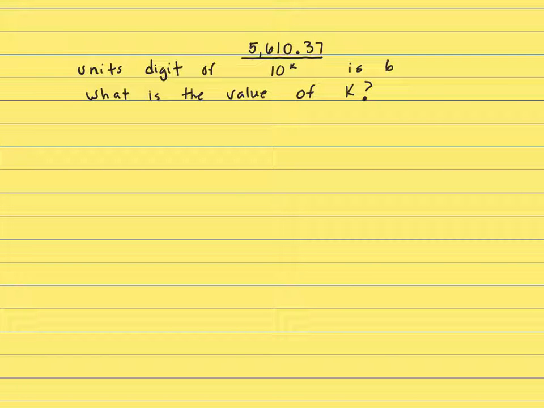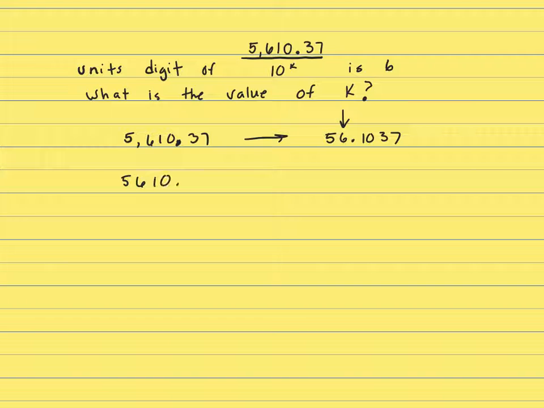We want the units position to be a 6. So we want to change this number to be 56.1037, because that's the units digit. Well, I need to multiply 5610.37 times 10 to the negative 2 to move that decimal place 2 places to the left.